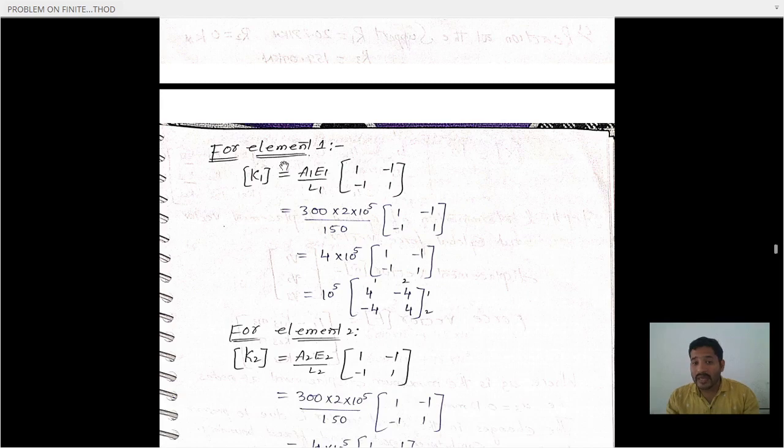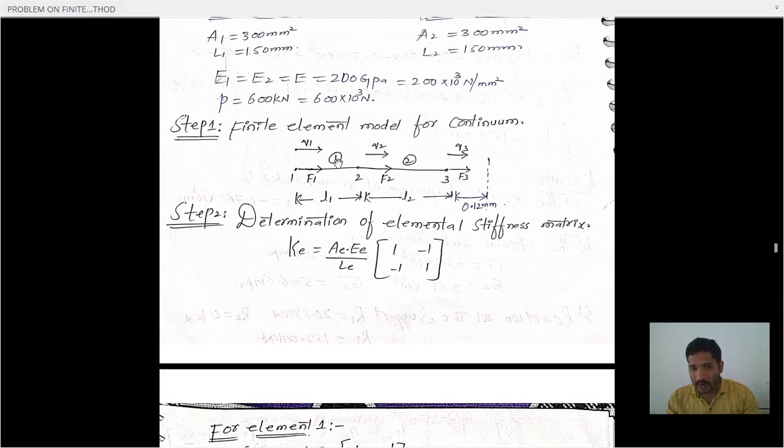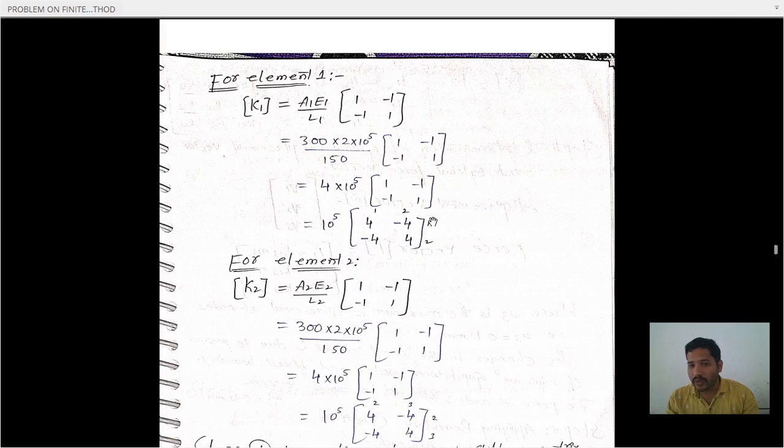Times the matrix 1 minus 1, minus 1 1. If you divide the components, you will get the value 4 into 10 power of 5, times the matrix 1 minus 1, minus 1 1. After that, you need to multiply 4 into the whole bracket. 4 ones are 4, 4 ones are minus 4, 4 ones are minus 4, and this is 4. This element 1 lies between node 1 and 2. So that's what I am representing as 1 and 2, vertically as well as horizontally.